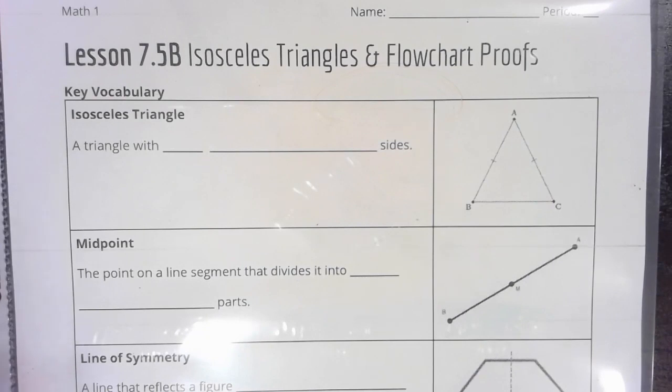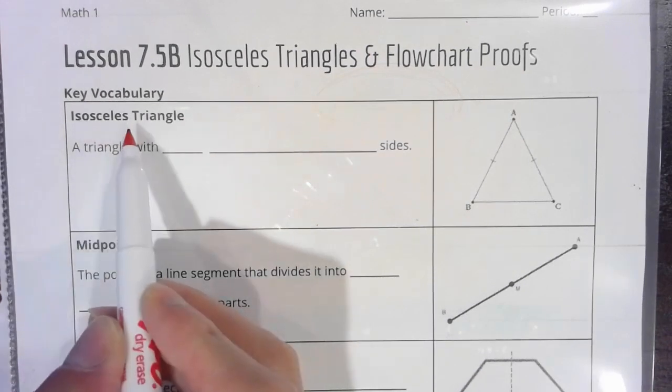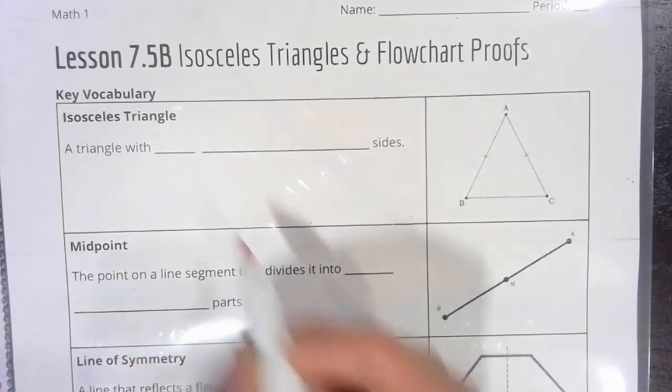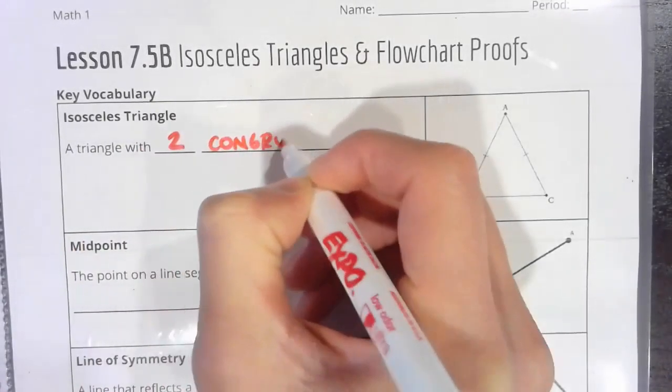In today's lesson, we're going to be continuing our practice with triangle congruences. And first, we're going to review a couple of key vocabulary that you're going to be using today. The first is an isosceles triangle. An isosceles triangle is a triangle with two congruent sides.